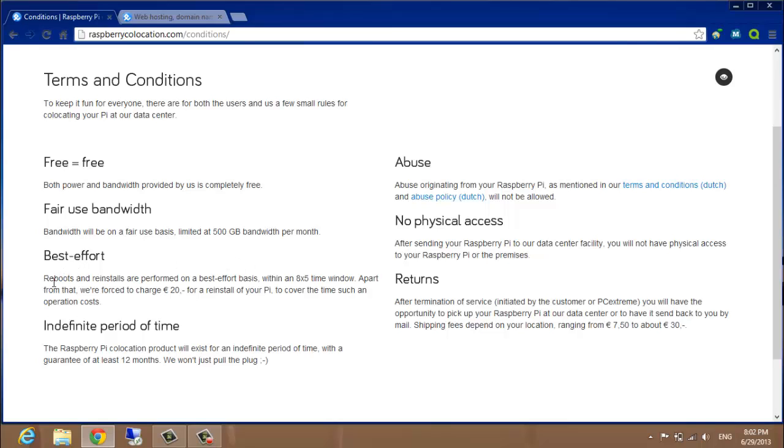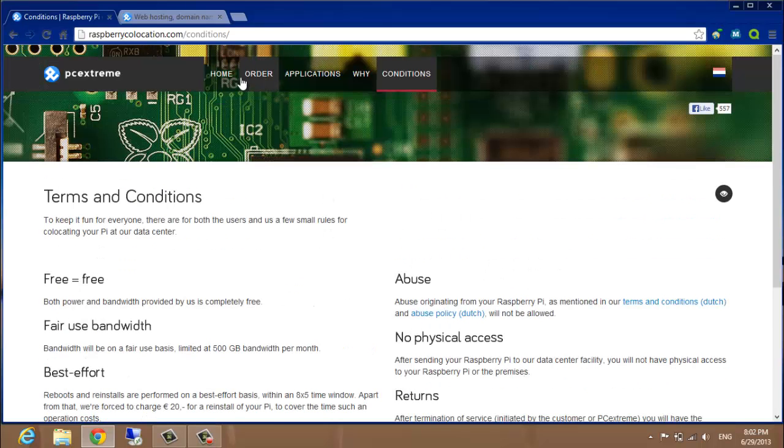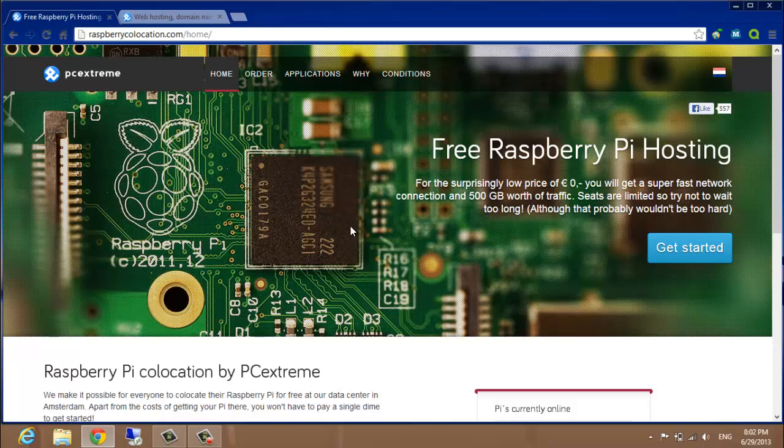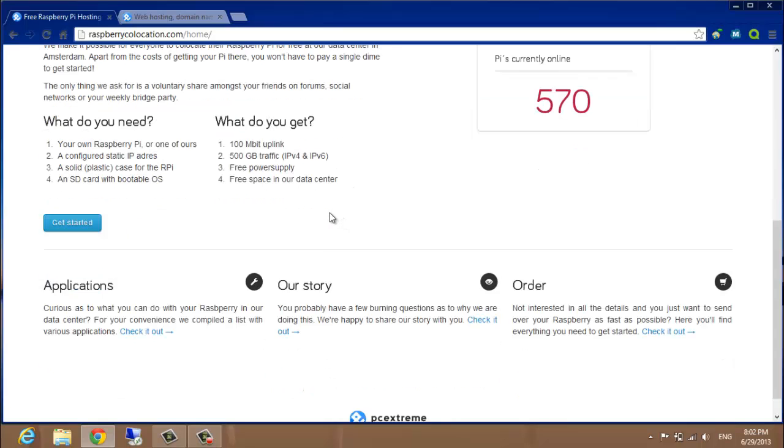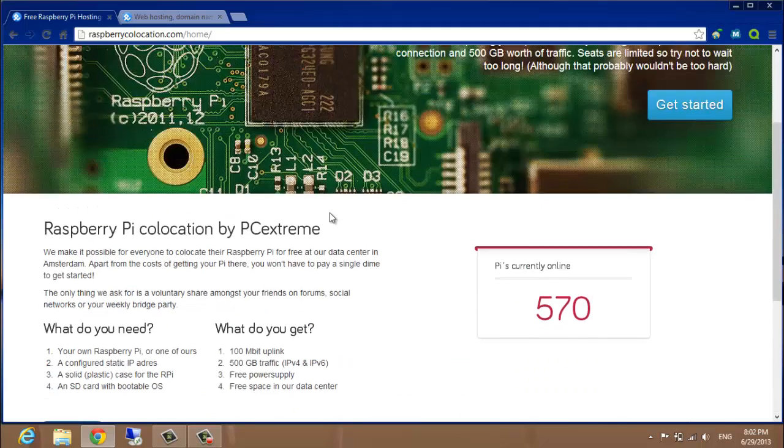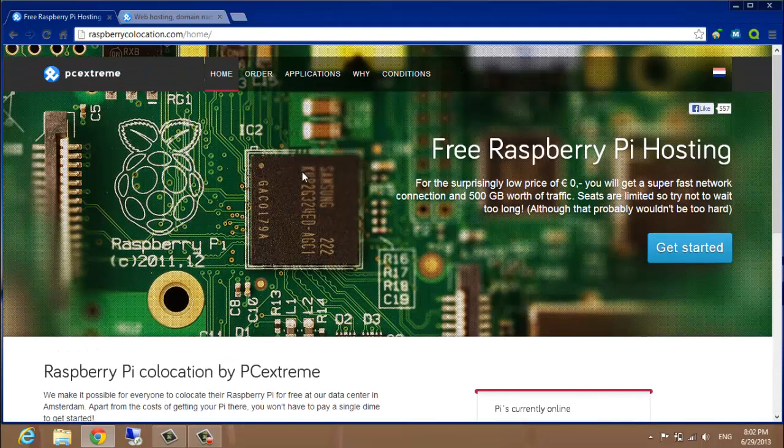Best efforts: reboots and reinstalls are performed on a best effort basis within an 8 to 5 time window. Apart from that, they're forced to charge 20 euros for a reinstall of your Pi to cover the time such an operation costs. So what you've got to remember is that if something goes wrong, you install something, you break the Pi, it gets hacked, whatever happens, they're going to charge you to fix it. But it's something really interesting to look at.